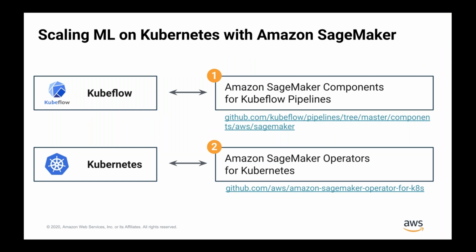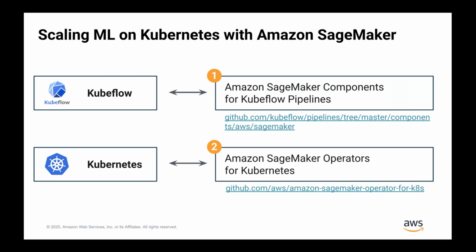The first is via Kubeflow pipelines, where you can leverage our SageMaker components. This is a perfect tool if you're already using Kubeflow or interested in the Kubeflow experience for your development. And then we also offer the SageMaker operators for Kubernetes, which allow you to have lower level SageMaker job control within your Kubernetes control plane.